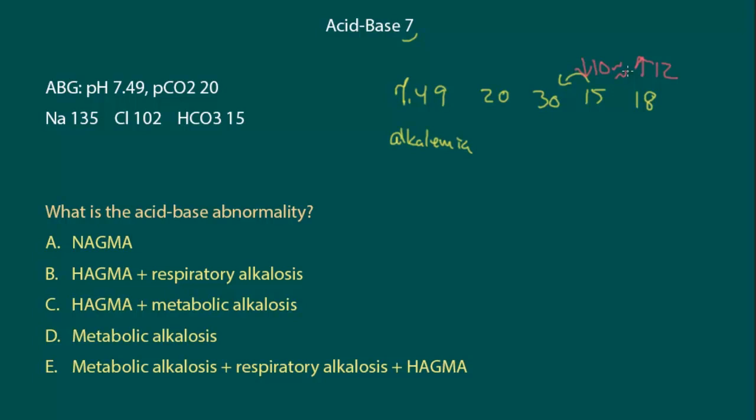Left to right, we have an alkalemia. This patient's PCO2 is much less than the expected PCO2. So this patient is hyperventilating, blowing off CO2, and has a respiratory alkalosis. So the patient has a HAGMA and a respiratory alkalosis with an alkalemia. This is a common presentation for aspirin overdose.